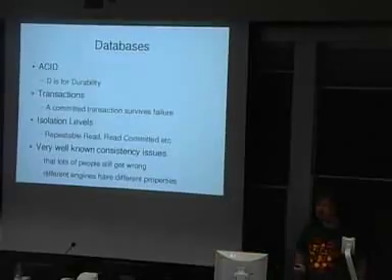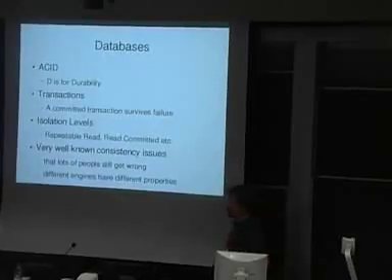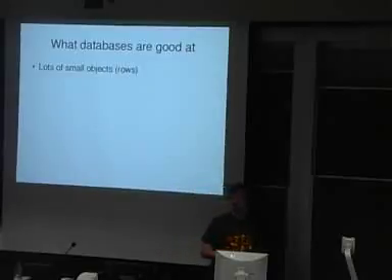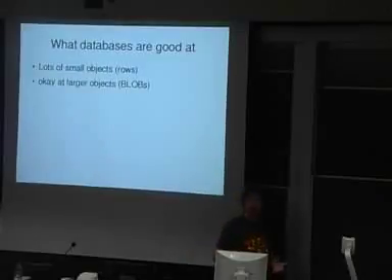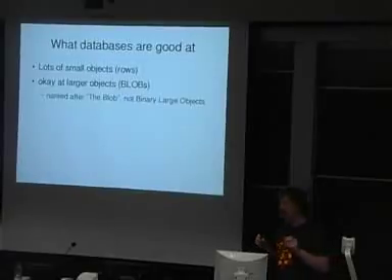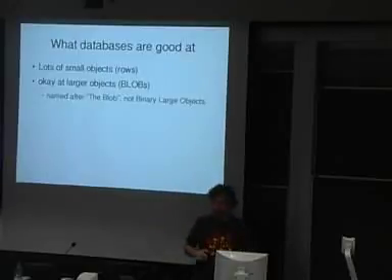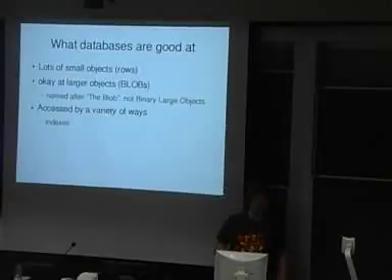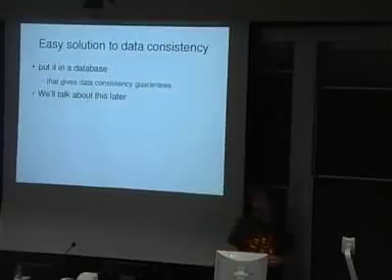A bank has rather stringent data consistency requirements. Maybe logs for a web server don't. So have a think about that. Databases are good at lots of small objects. Rows are typically rather small, and databases are written to accommodate this. They're okay at larger objects, and I'd like to give you a little history lesson. Blobs are named after The Blob, the film, not binary large objects. Give Jim Starkey a couple of beers and I'll explain it, but he's not here, so send them to his house. They're accessed by a variety of ways. So you have different indexes, you can do index operations, which puts it in use for some problems.